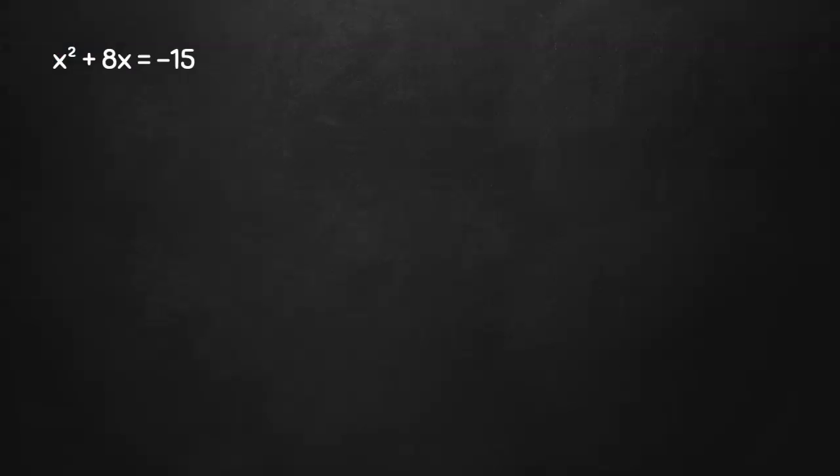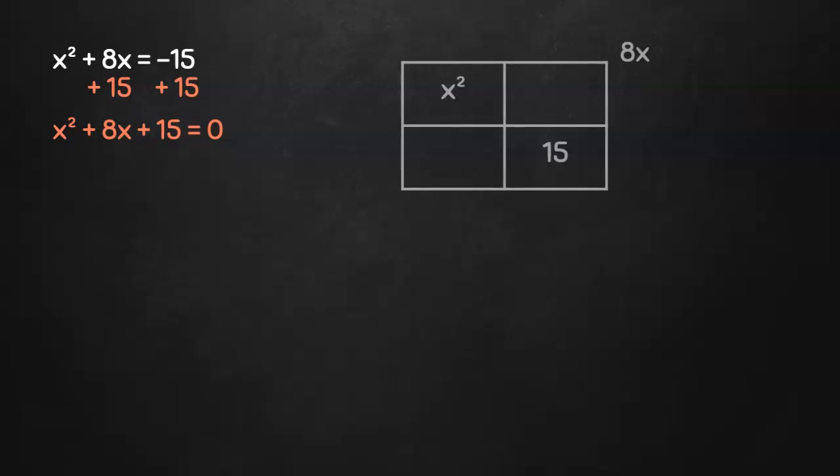Okay, so the very first step is making sure your quadratic equation is equal to 0. So I have to add 15 to both sides. So then I have my quadratic equation in standard form and it is equal to 0. And then I want to go ahead and factor. So I'm going to show you how to factor using the area model or the box method. So I put my x squared in the upper left, my middle term or my b in the corner, and then I put my c, which is 15, in the lower right.